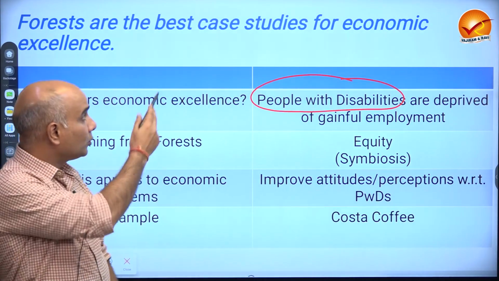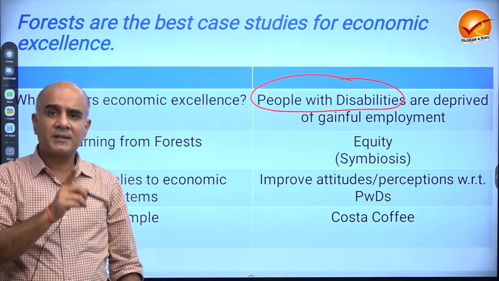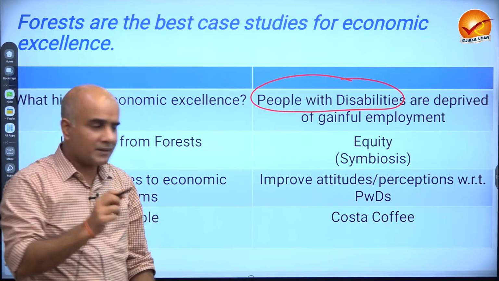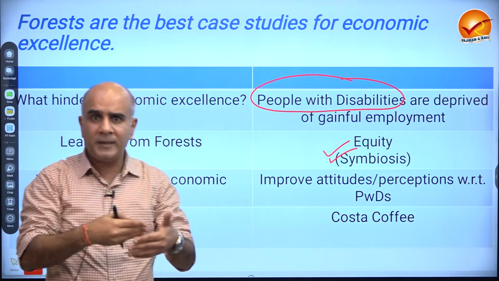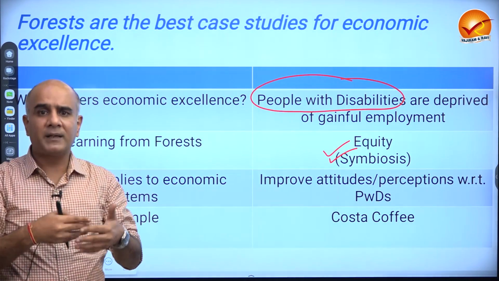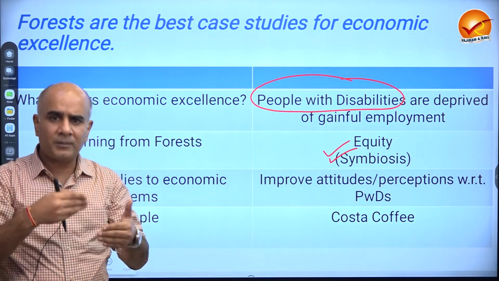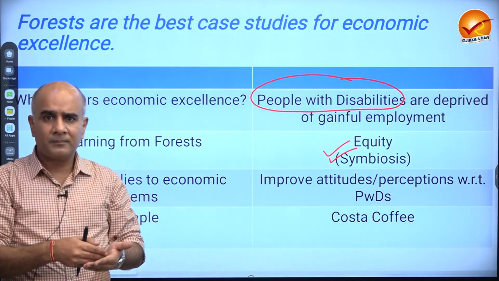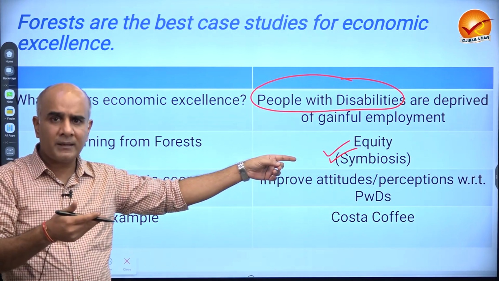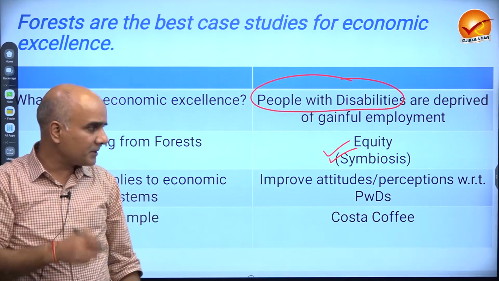In this case, what do forests teach us? Forests teach us equity. Forests teach us that in any system, there is always, or there should be at least, a symbiotic relationship where both the parties or all the involved parties mutually benefit from that relationship. This symbiosis, this equity, how do I incorporate that in economic systems?